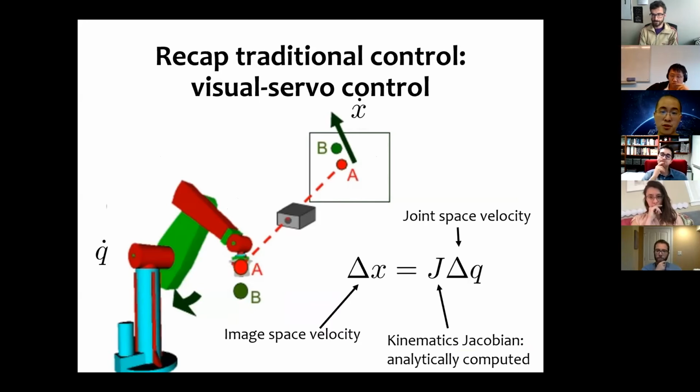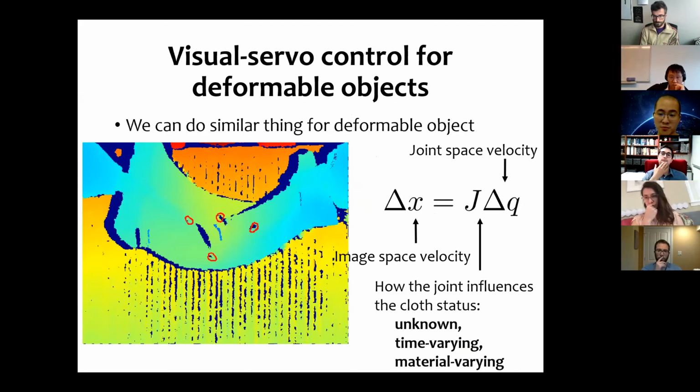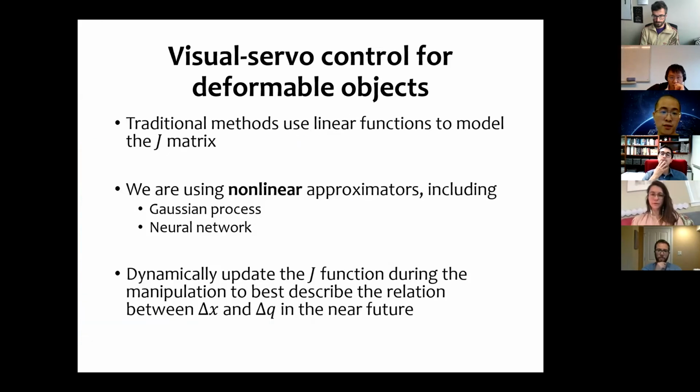For traditional Visual-servo, we know the Jacobian matrix, but for a deformable object, we don't know it. However, we found that we can use learning algorithms to learn the Jacobian matrix from data. We tried different methods, like Gaussian processes and neural networks. Given more and more data, we can eventually learn the Jacobian matrix, and then perform the Visual-servo. This is the main idea we worked on in the past 2 years, I guess.